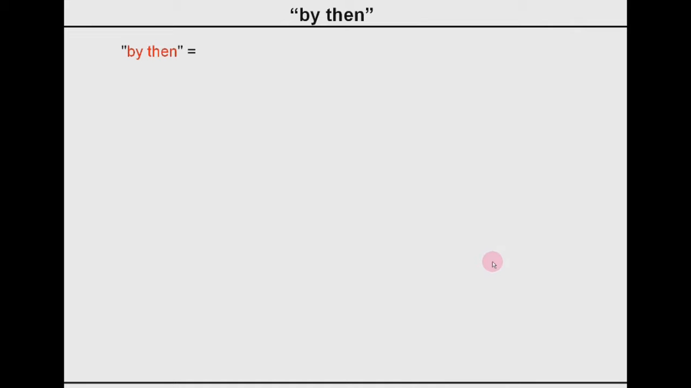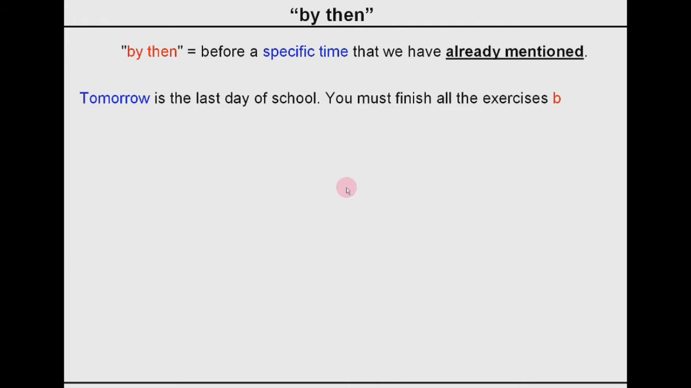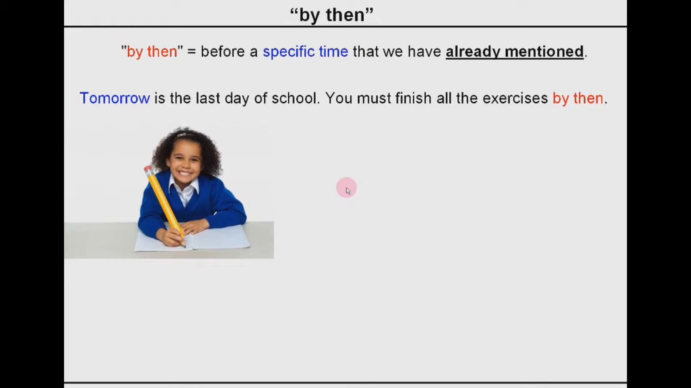By then. We use the expression by then to mean before a specific time that we have already mentioned. So perhaps we have already mentioned a specific time in a previous sentence. Example: tomorrow is the last day of school. You must finish all the exercises by then. So here is the specific time, and it is in the first sentence. It is the word tomorrow. And here is the expression by then. So this is referring to tomorrow. So this means you must finish all the exercises by tomorrow. Okay? By then.